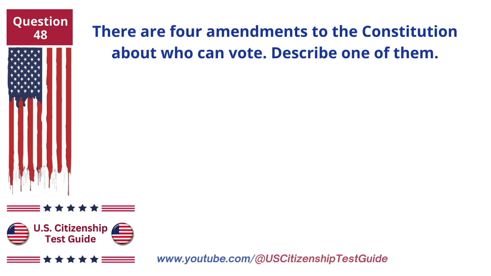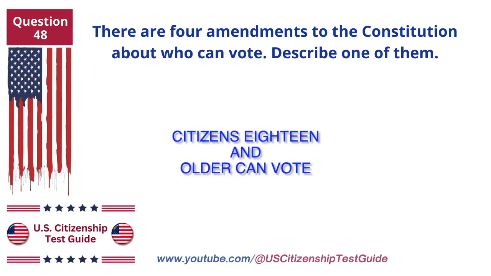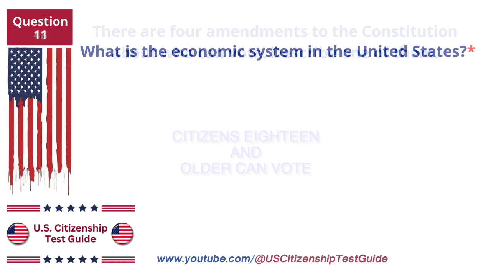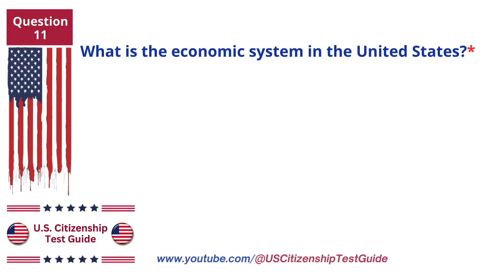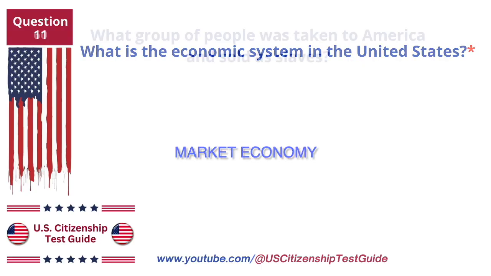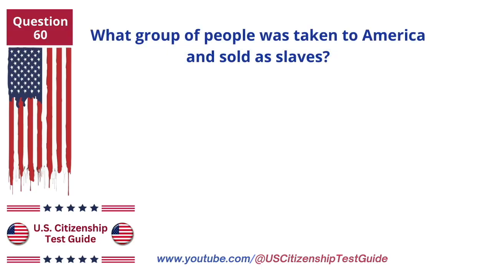There are 4 amendments to the Constitution about who can vote. Describe one of them. Citizens 18 and older can vote. What is the economic system in the United States? Market economy. What group of people was taken to America and sold as slaves? Africans.